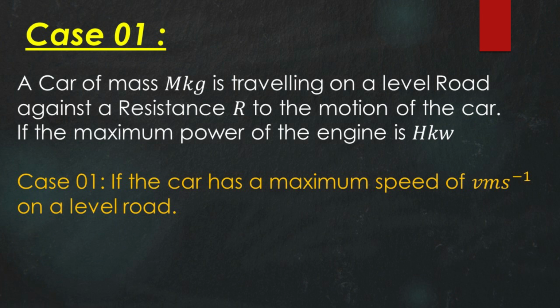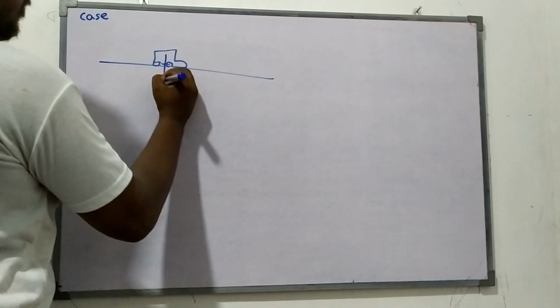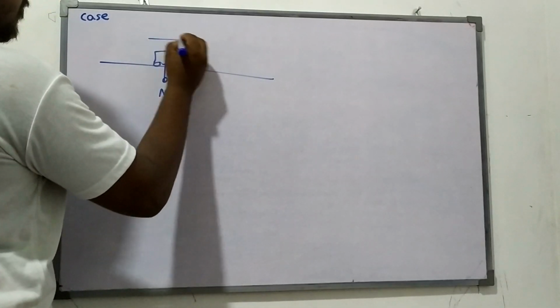So we just need to make a connection between the resistance, the engine power and the velocities, and how to connect a relation. The case number 1: in this case, a vehicle is moving, mass is m.